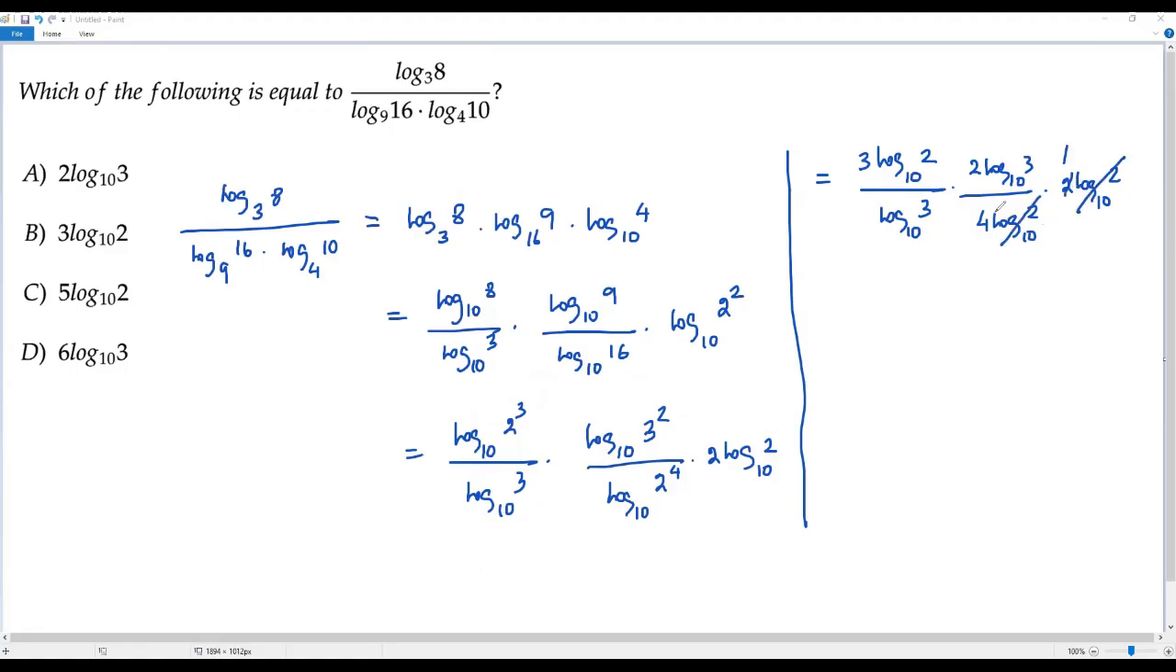Here, log base 10 of 2 can be cancelled. 2 goes into 2 one time, and 2 goes into 4 two times, so this 2 will cancel out. Log base 10 of 3 also cancels out. Now I am getting 3 times log base 10 of 2. I simplified the given expression to a single logarithm with base 10. I find this, 3 times log base 10 of 2, in answer choice B. So this is the one which is equal to the given expression. The correct answer choice for this question is B.